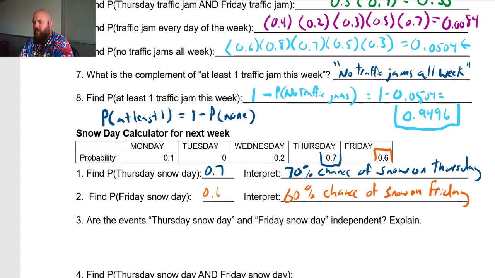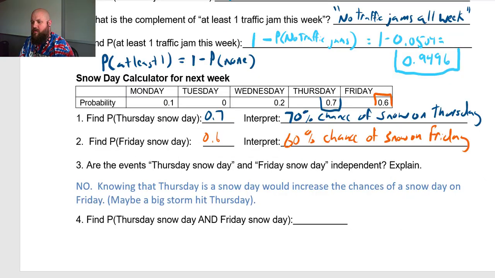Now it's asking, are the events Thursday snow day and Friday snow day independent? No. Knowing that Thursday is a snow day would increase the chances of a snow day on Friday. Maybe a storm blew in on Thursday, so we don't know. The weather is kind of dependent upon each other, right? That could play on one another, okay? Things could happen with weather that are not independent. They may be dependent upon each other.